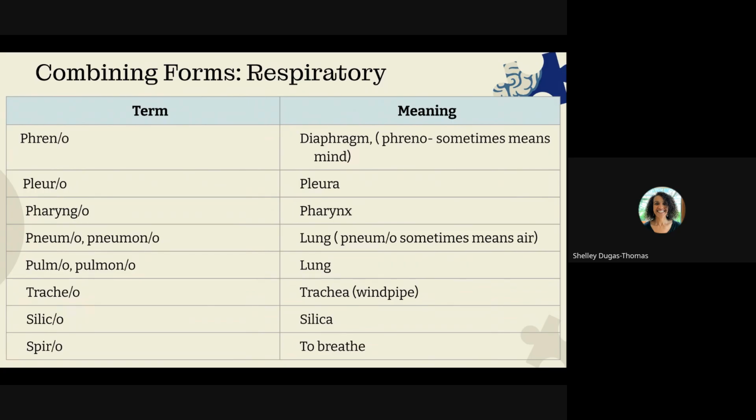So if we look at pneumo and pulmo, both mean lung. A pulmonologist treats the lungs, while a patient with a lung infection has pneumonia. Note the pneumo can mean air. A pneumothorax is air trapped in the chest cavity. Spiro means to breathe. An instrument that measures your breathing capacity is a spirometer.